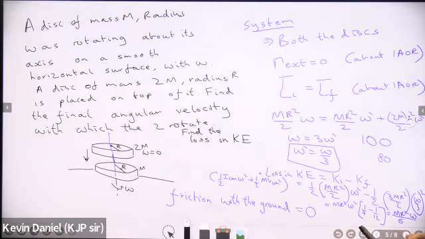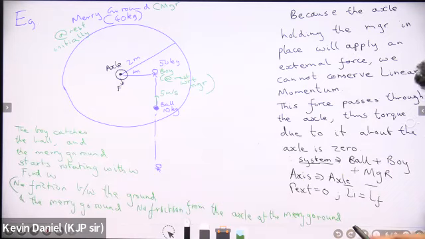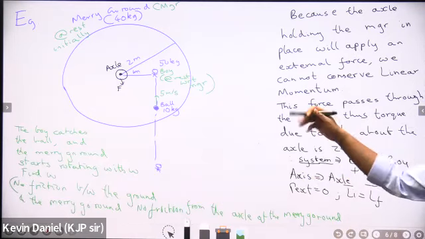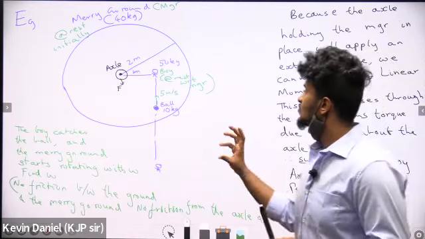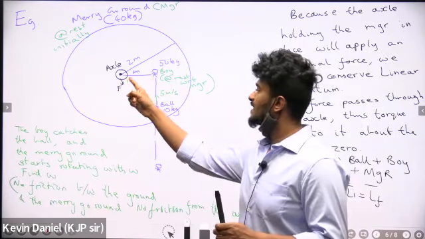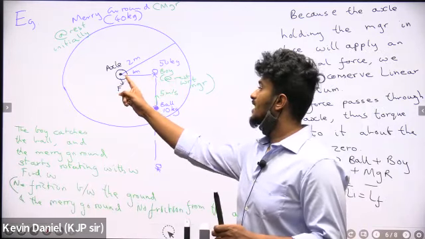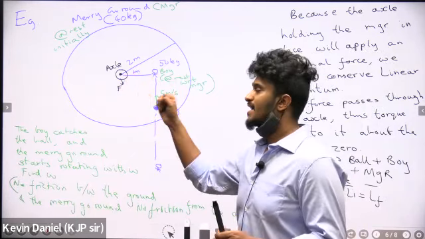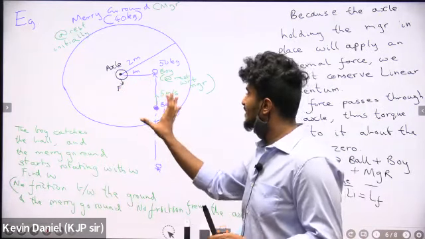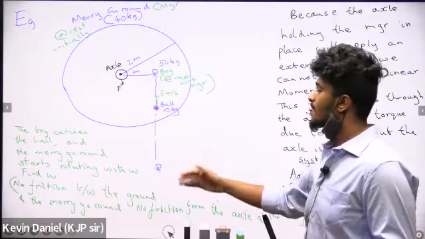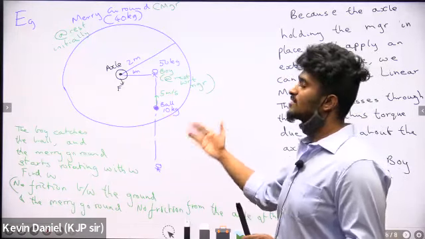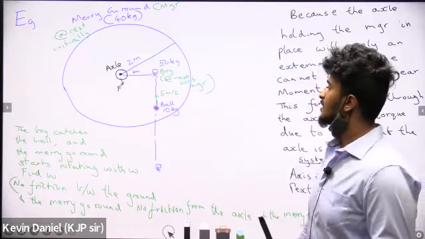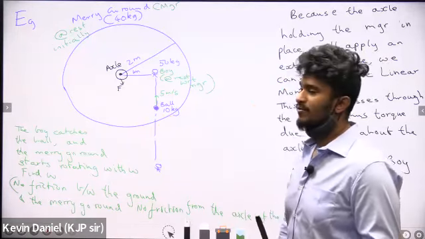यहाँ पे जैसे एक example दिया था कि this was the platform. ठीक है, this platform was free to rotate about the axle. और मैं बोला कि axle is frictionless, so the axle does not provide any resistance to the rotation of this platform. The floor this platform is on, that is also frictionless. I said there was a boy standing on the platform.